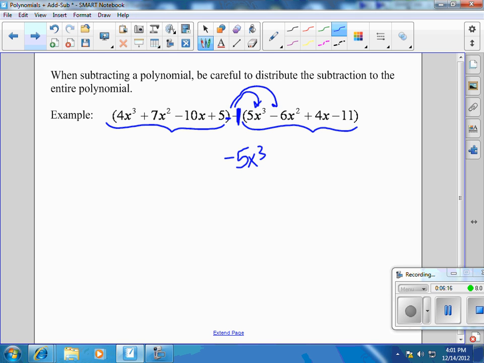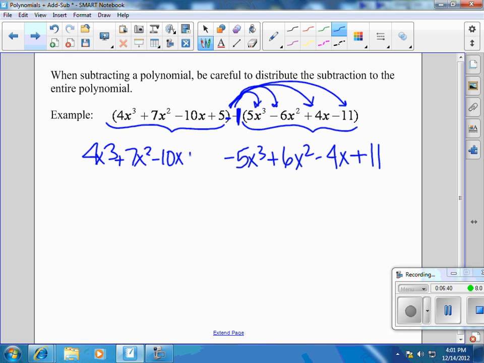And I don't want negative 6x squared. I want to subtract a negative 6x squared, which makes it positive. I want to subtract 4x. And then I want to subtract a negative 11, which is really the same thing as adding 11. Then we still have all this stuff. 4x cubed plus 7x squared minus 10x plus 5. No need to distribute anything here because there's no number in front of here. We don't need to worry about it.